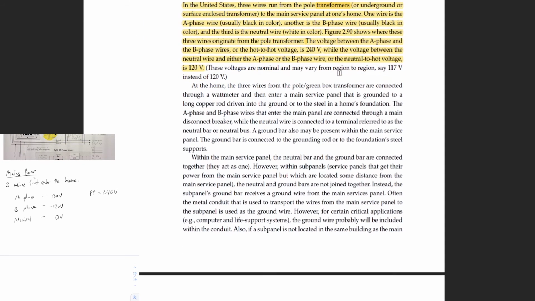At the home, the three wires from the pole green box transformer are connected through a watt meter and then enter a main service panel that is grounded to a long copper rod driven into the ground or to the steel in the home's foundation. That's another way that they ground it. They ground it by connecting it to the chassis of the house, just like how you ground your car's battery into the chassis of the car.